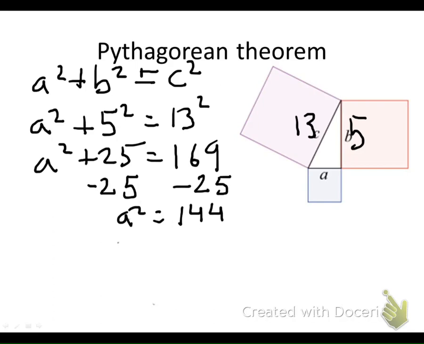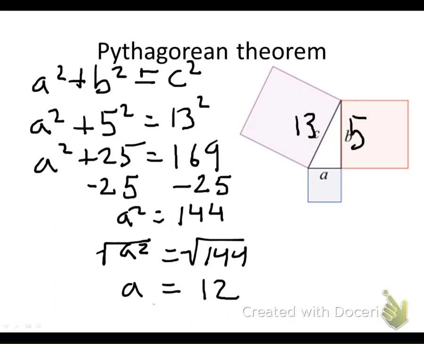144. I don't want A squared, I want to know what A is, so I'm going to take the square root of A squared, take the square root of both sides, you can't just do it to one side. Square root of A squared is A. Square root of 144, stop and think for a moment. What times itself is 144? The answer is 12.